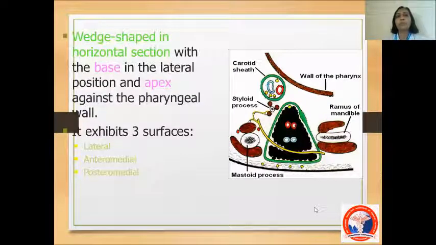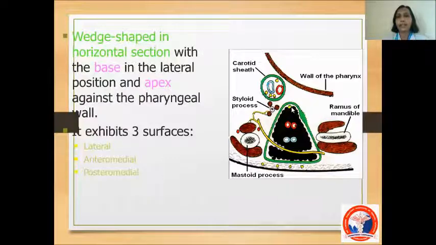The wedge-shaped gland is seen here in the horizontal section. Now, here what we can see is this is the wall of the pharynx. That means this is medial, this is lateral. Here we see the styloid process. So this is posterior and this is anterior. So with this orientation, this structure here is the cross section or cut section of the parotid gland.